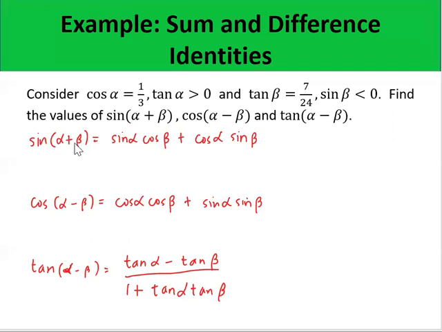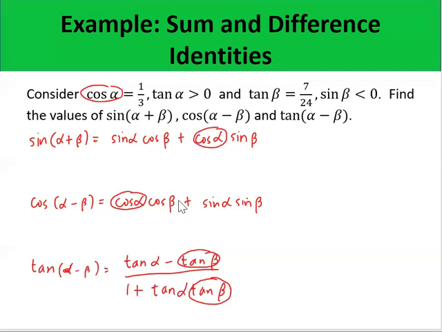So to evaluate these three expressions, we will be using the values of these quantities. Right now, we have cosine of alpha, so we don't have any more problem for cosine of alpha because we have this value. And we already have tangent of beta, which is 7 over 24. So we're left to find the values of sine alpha, tangent of alpha, and then we also need to find the values of sine beta and cosine of beta.